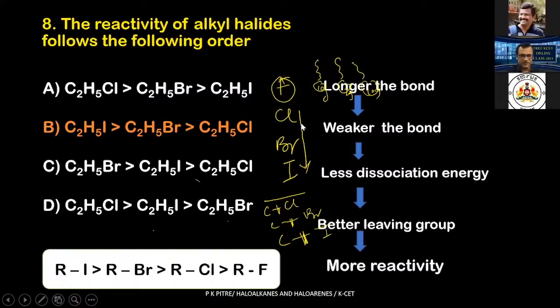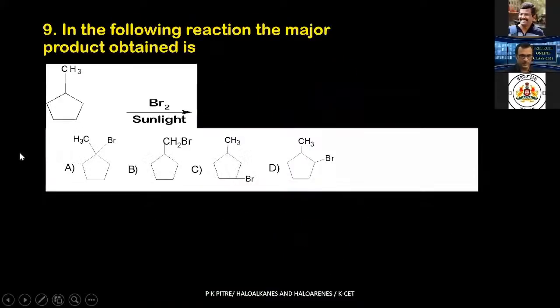Okay, fine. So remember this, what I have given: longer the bond, weaker the bond, less dissociation energy, better will be the leaving group, and more will be the reactivity. Simply, reactivity is the tendency of a molecule to participate in a reaction faster. Remember that. Old bonds should be broken faster so that new bonds can be formed faster. Fine, let's move on to the next question.